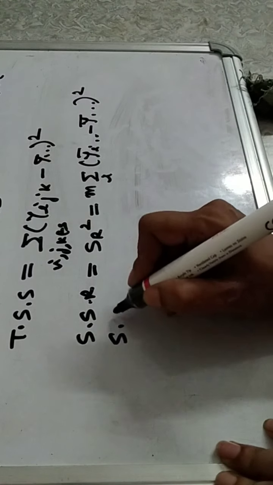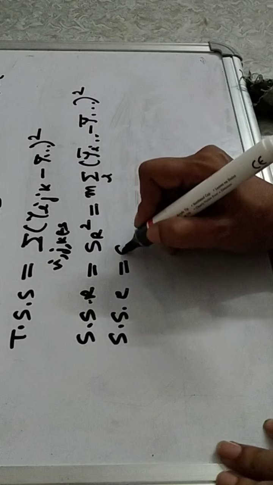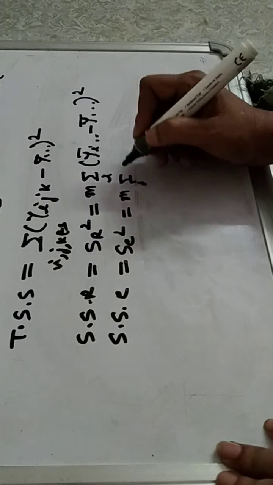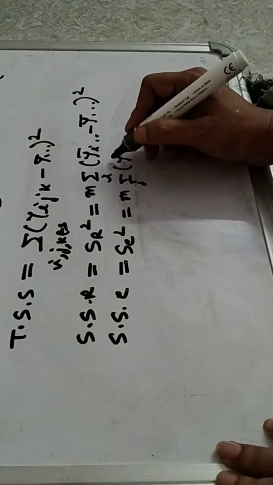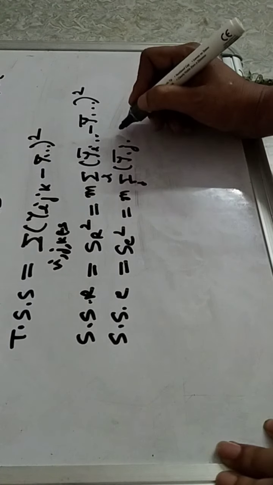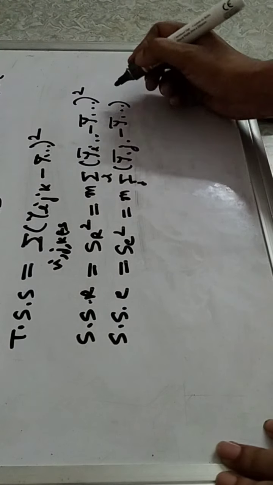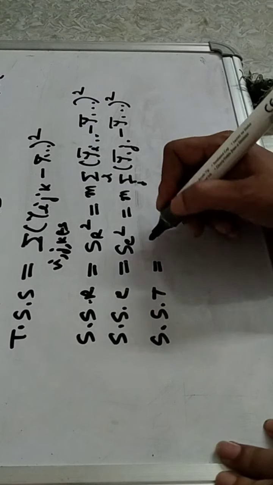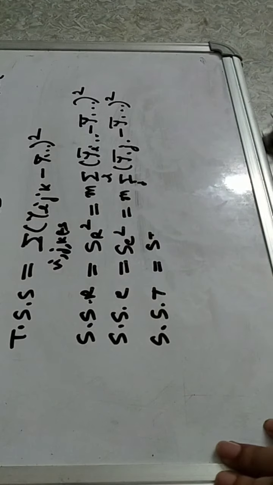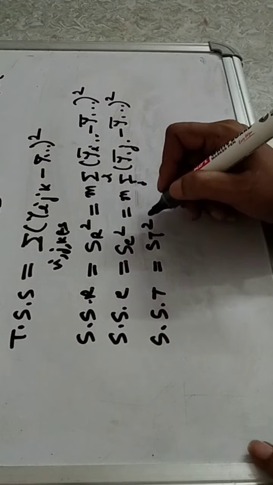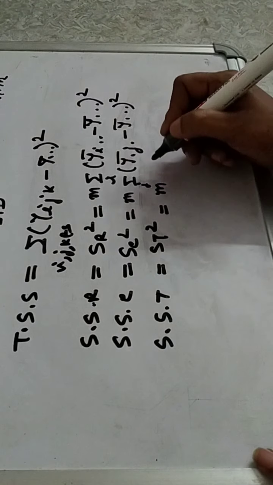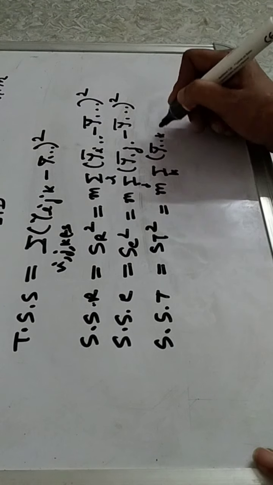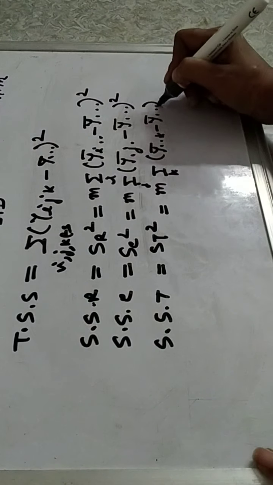Then you write SSC square is equal to m into summation j y bar dot j dot minus y bar triple dot whole square. Then SST, ST square, is equal to m into summation k y bar double dot k minus y bar triple dot whole square.